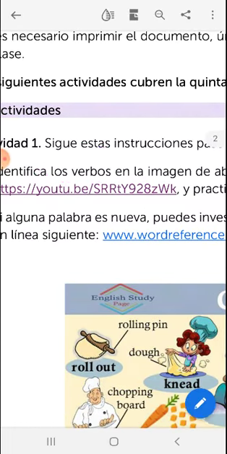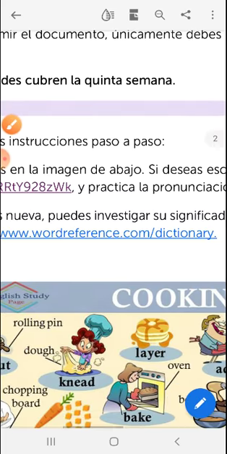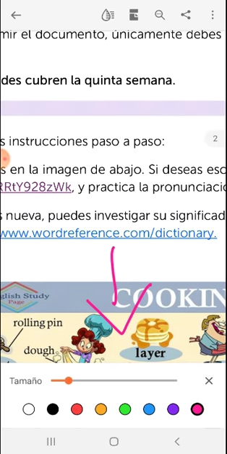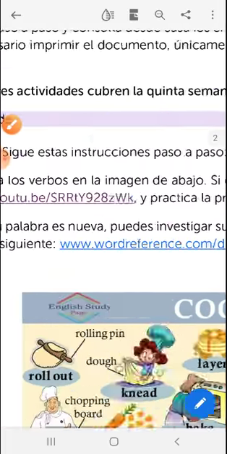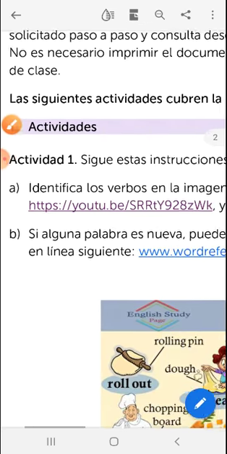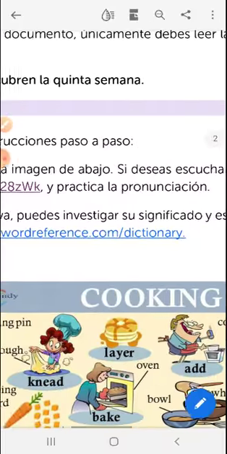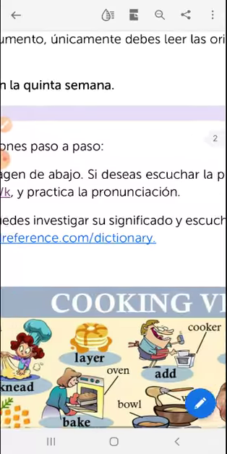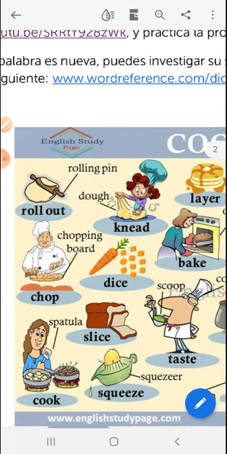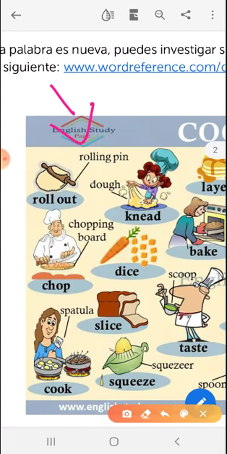Los verbos, the verbs, yes? En la imagen de abajo, in this picture, okay? We're going to identify the verbs in this picture. Si deseas escuchar la pronunciación, lo puedes hacer en el link que está ahí, ¿verdad? Si es una palabra nueva, puedes investigar su significado y escuchar su pronunciación en el siguiente link, which is a word reference dictionary, okay? So this is the picture where we are going to learn the verbs, los verbos.